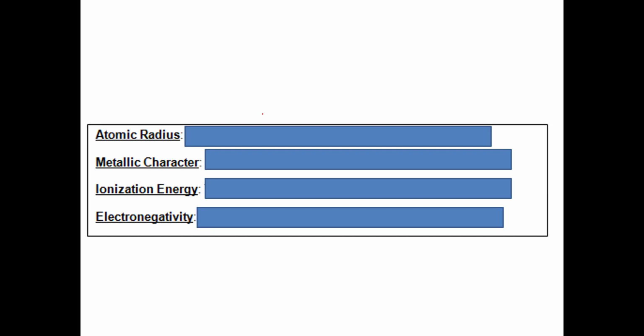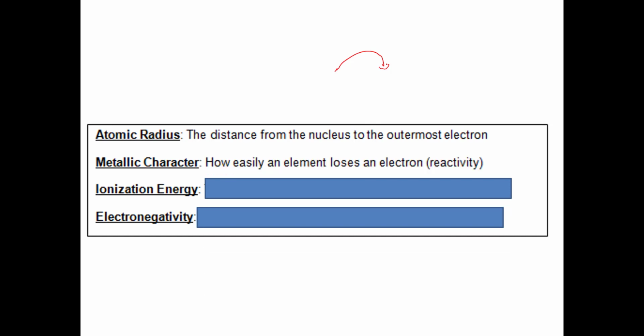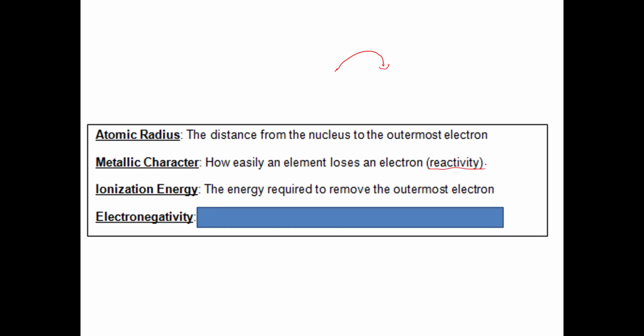So the four big terms for this unit are, first, atomic radius, which is the distance from the nucleus to the outermost electron, just like in math class. You're going from the center of the circle to the outside of the circle. For us, it's the valence shell. Metallic character really is how easily an element loses an electron. This is really what deals with reactivity. Ionization energy is the energy required to remove the outermost electron.